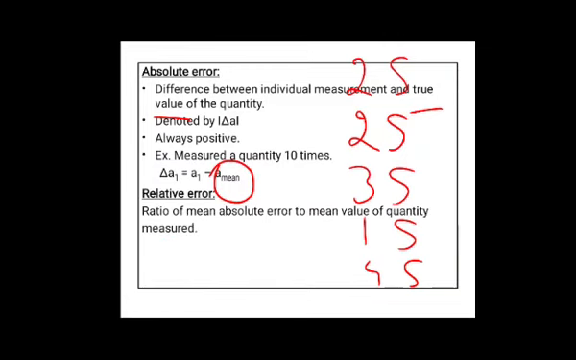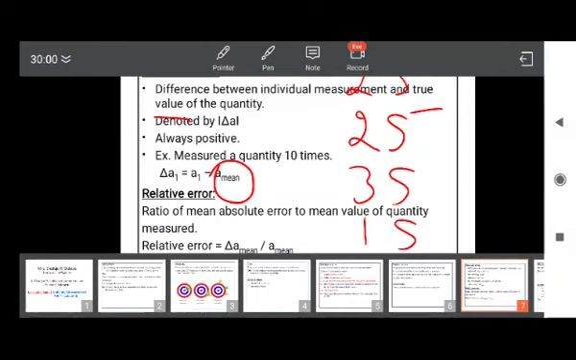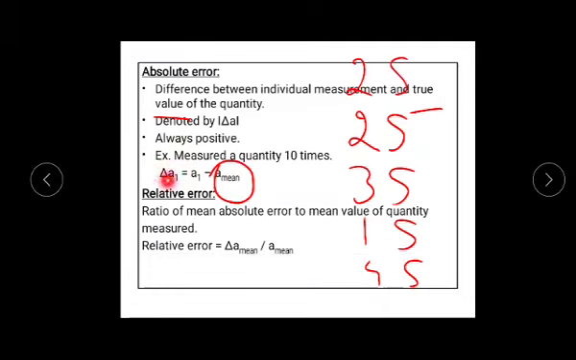Now let us see another one, that is relative error. So what is this relative error? It is the ratio of mean absolute error to mean value of a quantity measured. It means delta A mean. Delta A mean means how you will calculate absolute error. Based on these, you have to add all the values you get for each and divide by the number of times, so that you will get delta A mean. Divided by A mean, you will get relative error.